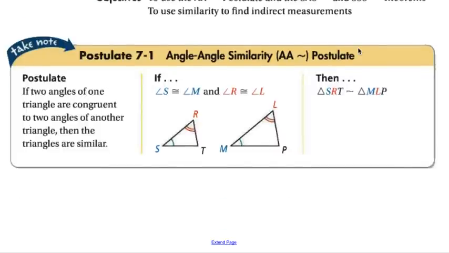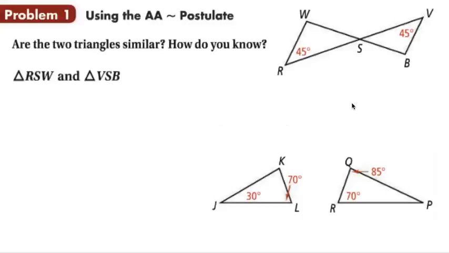And this one says that if we have two angles that are congruent in two triangles, then the triangles are similar. So we don't need any sides, just angle, angle. So that's a new postulate for us, or a new theorem. So using that postulate, can we prove that these two triangles are similar?